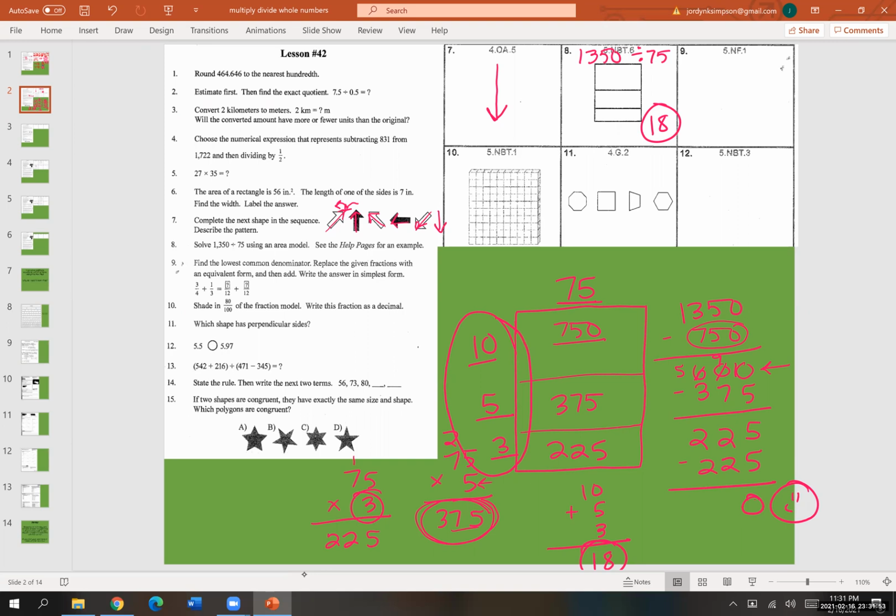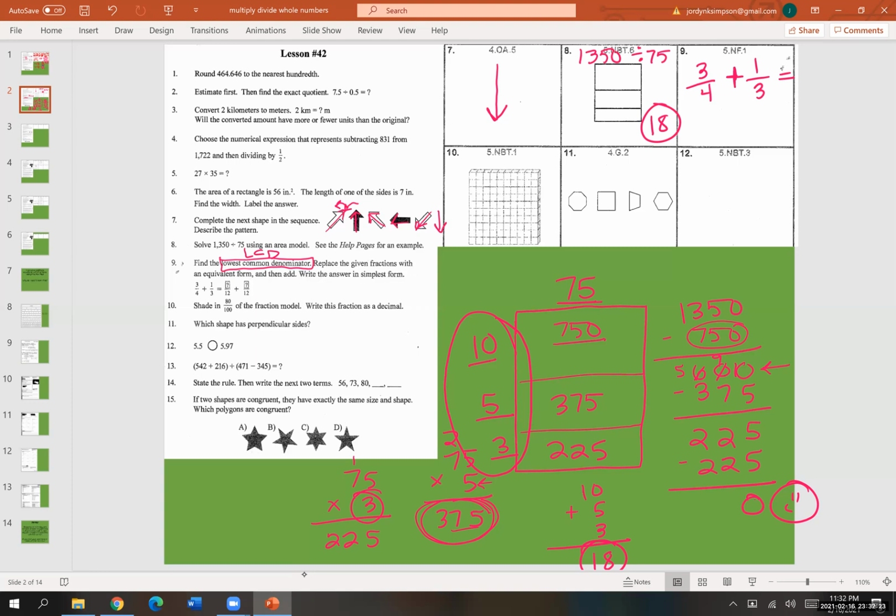Number 9, find the lowest common denominator. So remember, sometimes people try to refer to lowest common denominator as LCD. Replace the given fractions with an equivalent form and then add. Write the answer in simplest form. So our original equation is 3/4 plus 1/3. That's a plus symbol. So what we always have to remember is your denominators need to be the same in order for us to add them.